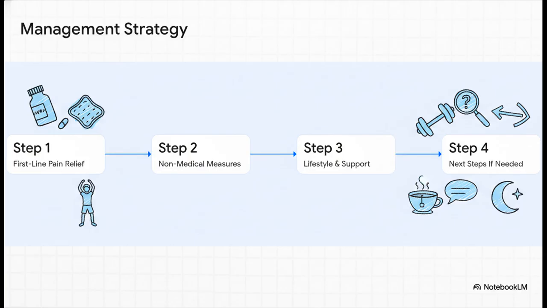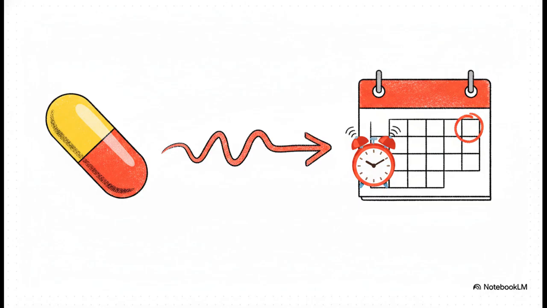So let's talk about a plan. First, we'll look at some pain relief. Then we can talk about other things that can help that aren't medication. We'll also touch on lifestyle and support. And finally, we'll discuss what our next steps would be if things don't get better. It's clear and logical. For first-line pain relief, you'll suggest an NSAID, like ibuprofen.